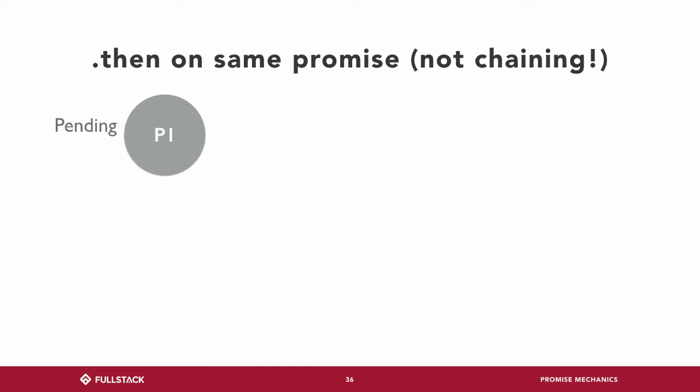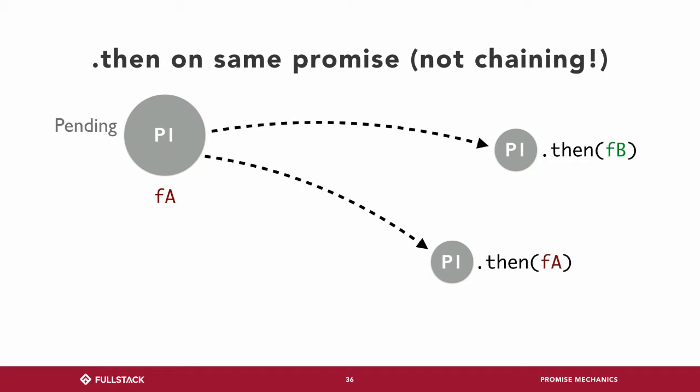So let's talk a little bit about doing a then on the same promise. Let's say you have this promise and you're setting up your handlers. Vince, you were asking before: these are examples of callback handlers. Same promise, promise 1. Again, promises are portable.